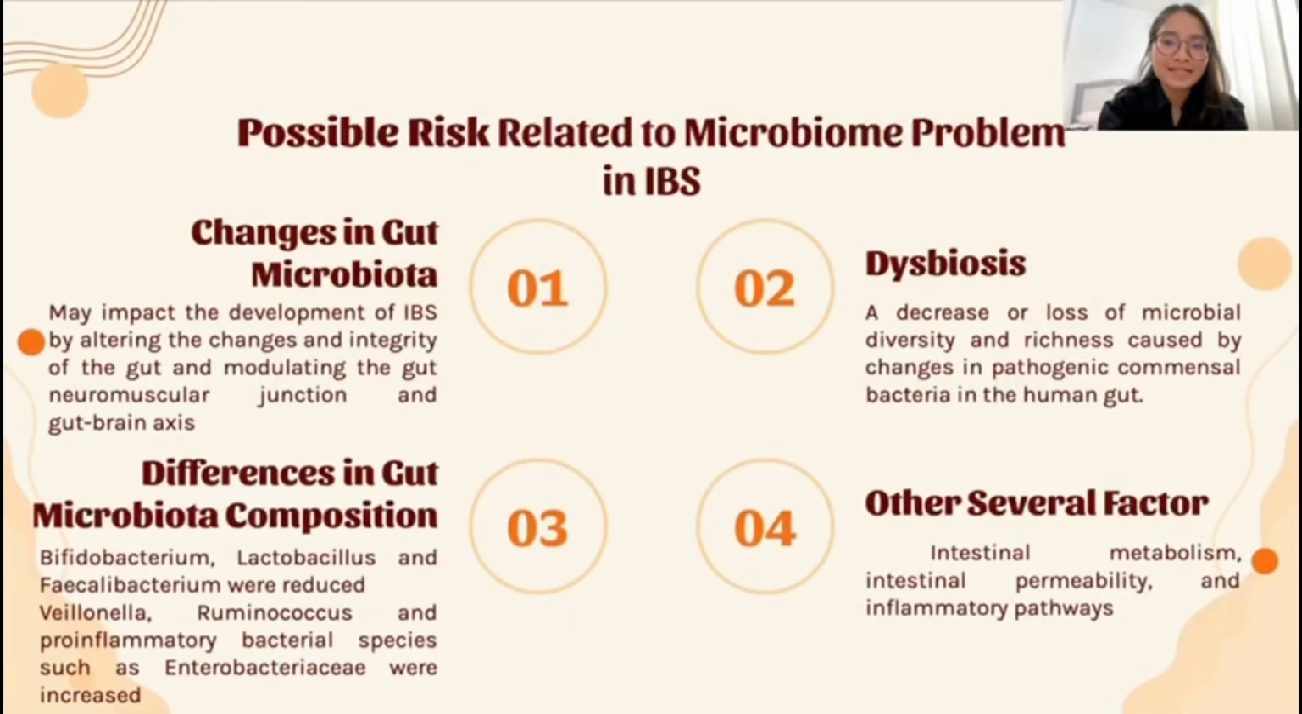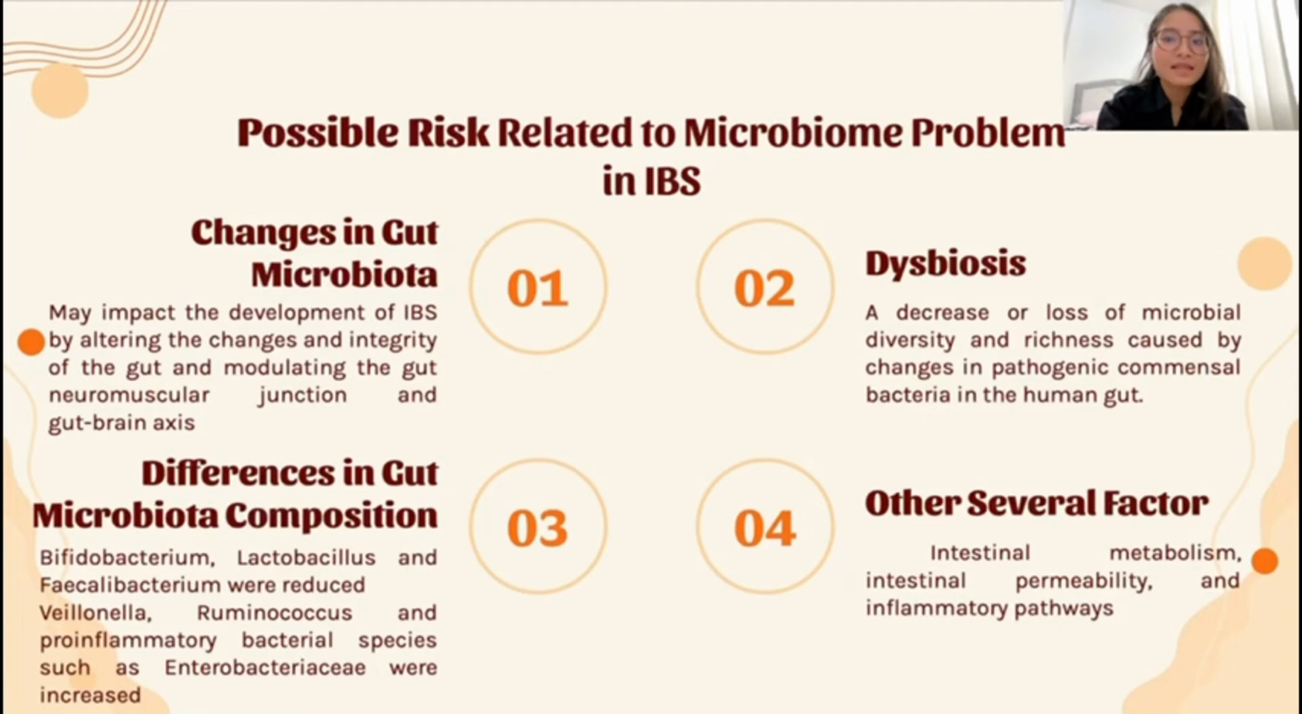Now I will explain about the possible risks related to the microbiome problem in IBS. In several studies, it was found that the gut microbiota has an important role in several gastrointestinal diseases, including IBS. There are several pathogenesis-associated changes in the gut microbiota that may impact the development of IBS by altering the chains and integrity of the gut and modulating the gut neuromuscular junction and gut-brain axis.